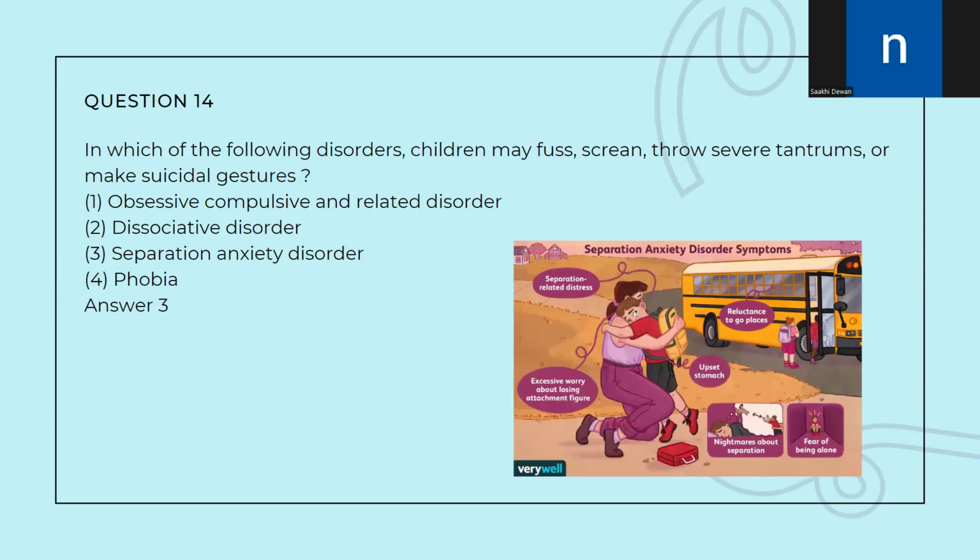Let us move to the next question then, question number 14. Question number 14 states, in which of the following disorders children may fuss, scream, throw severe tantrums, or make suicidal gestures? So the answer for this will be separation anxiety disorders. The symptoms described here are typical of separation anxiety disorders, in which especially the children may fuss or scream or throw severe tantrums or make suicidal gestures when they are either left alone or sent to places where they have to be alone, such as school. So they are more reluctant to go to these places or to be left alone without the attachment figure. So the answer for this question will be the third option, that is separation anxiety disorder.